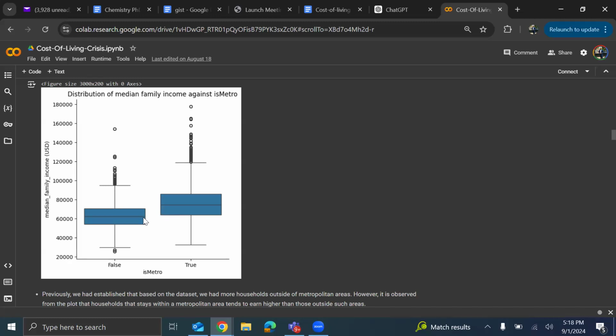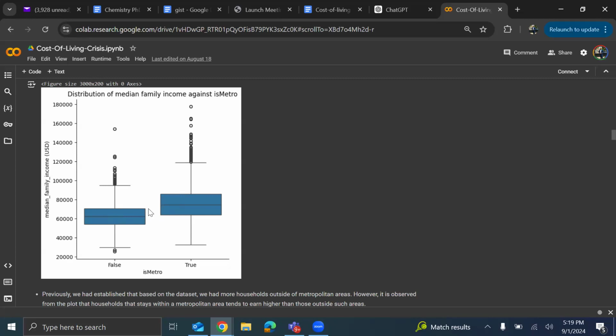50% of the people in non-metropolitan areas don't even earn more than 25% of the people in metropolitan areas. So you can say that, on average, people in metropolitan areas earn more, or have a higher likelihood to earn more. You can see that even the 70th percentile here is lower than the 50th percentile there.